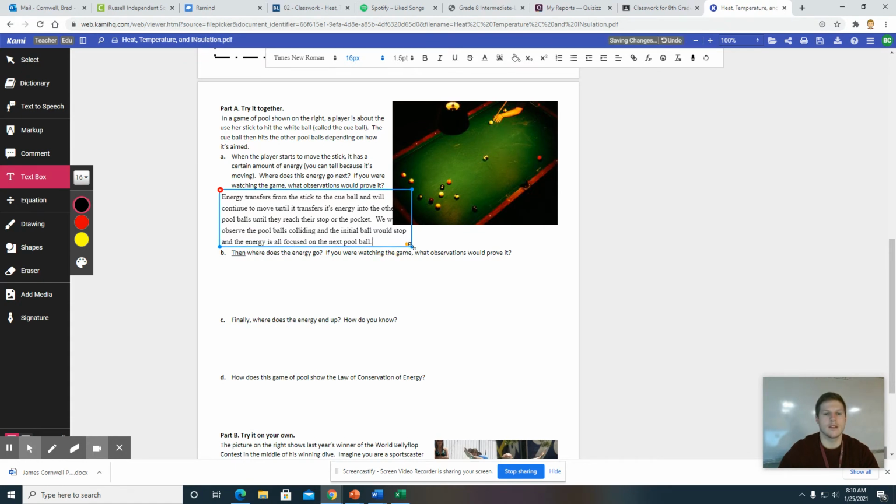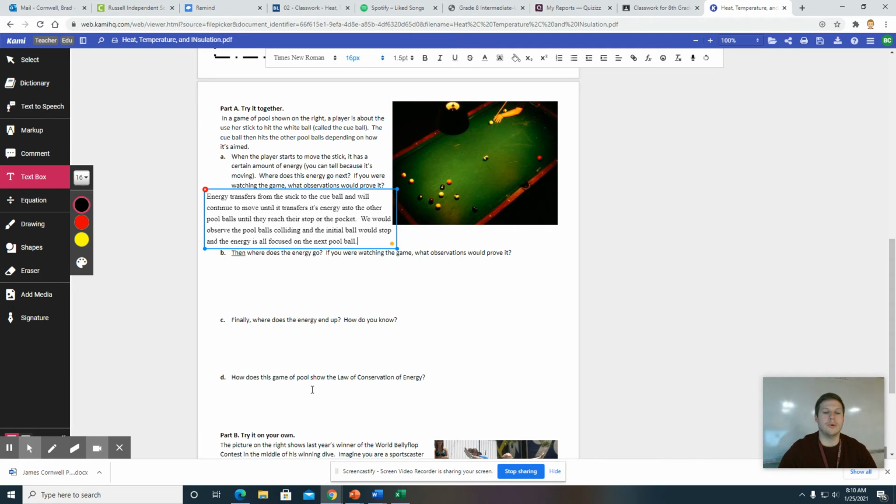All right, now I'll move this over a little bit. That's kind of what I'm looking for here. Then where does the energy go after it goes into those pool balls? A hint, I gave it to you in this first one. If you're watching the game, what observations would prove it? Finally, where does it end up? How do you know? So you're going right down this list, okay? We would talk about how the energy will go from the cue ball to the pool balls here and how it ends up in the pocket. How do you know? You observe it falling in.